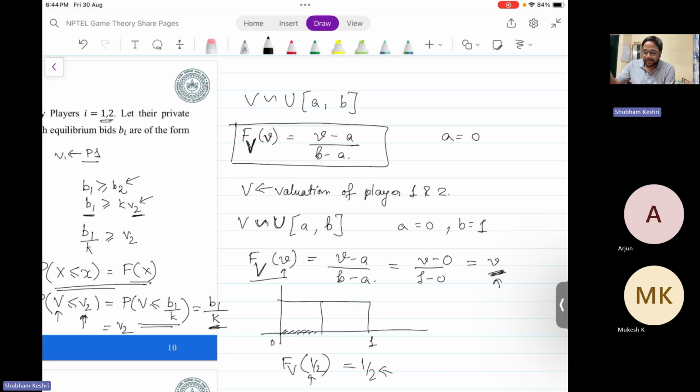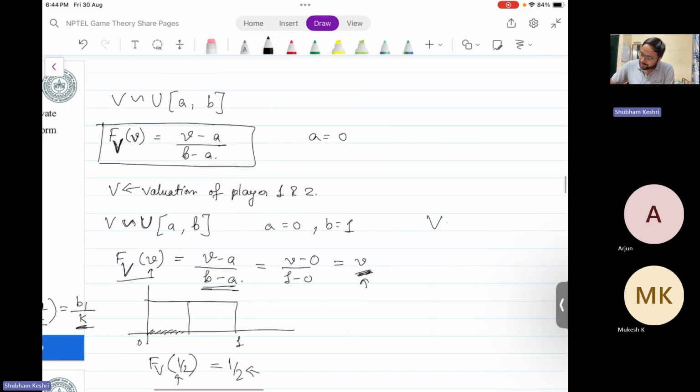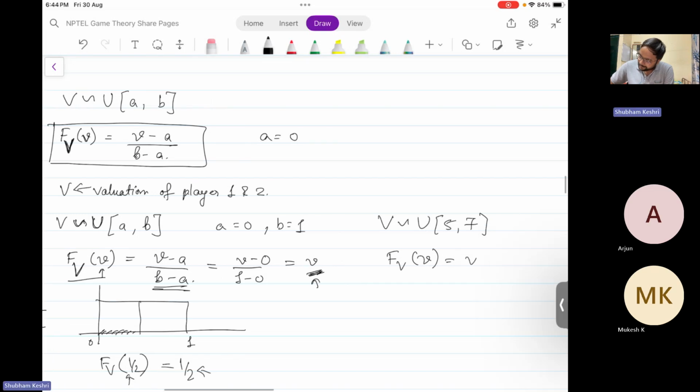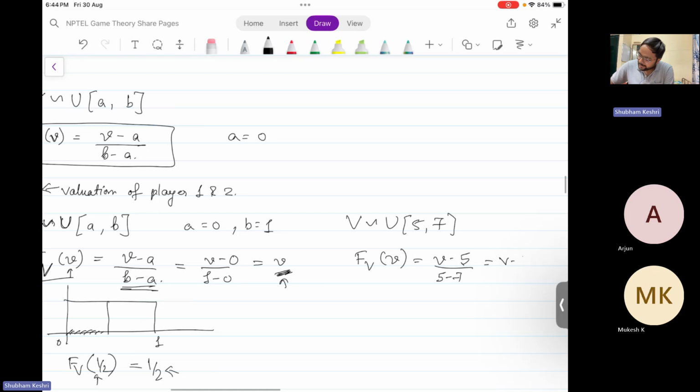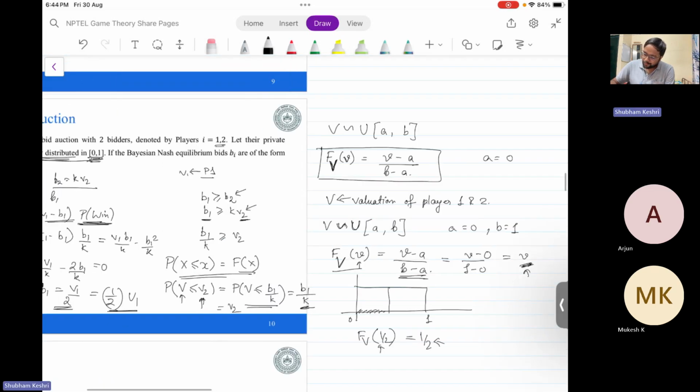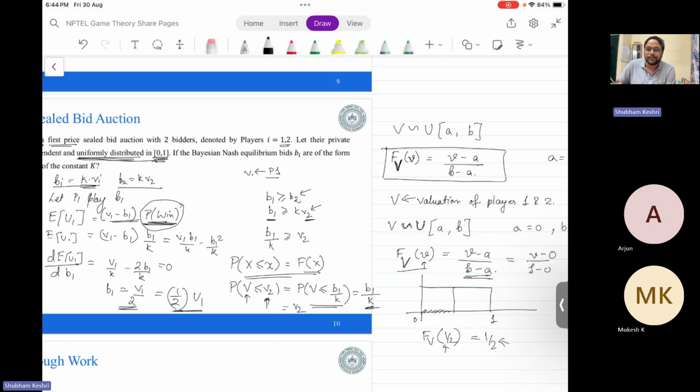If a and b are some other value, you will have to obtain it like this. So for example, if v was uniformly distributed between 5 comma 7, then F of v would be (v minus 5) by (7 minus 5). In that case, this will be (v minus 5) by 2 and not the length of the interval. And this probability you will have to put over here, probability of winning, and then you will have to calculate.